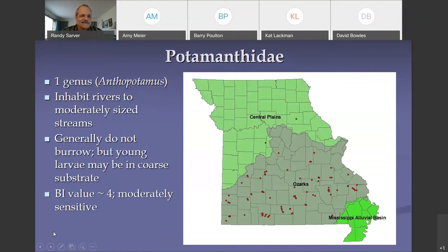So why are they called burrowers then if they don't form the tube? Well, the third bullet point down says they generally do not burrow, but the young larva may be found in coarse substrate. They do burrow down in the substrate, they're just not tube makers. So we have one genus, Anthopotamus, and mostly find those in moderate to large rivers. Biotic index value-wise, about a 4, moderately sensitive. And if you see from the map, more or less an Ozark type of critter. We have a few outlying records a little bit north of the Ozarks, but that's where you would predominantly find them. Next.